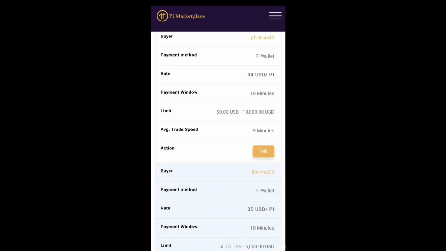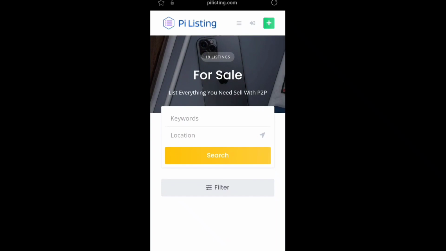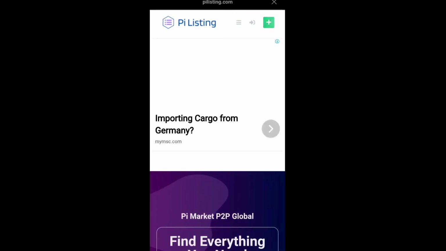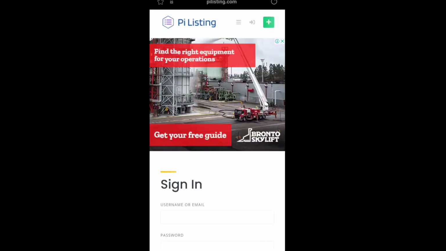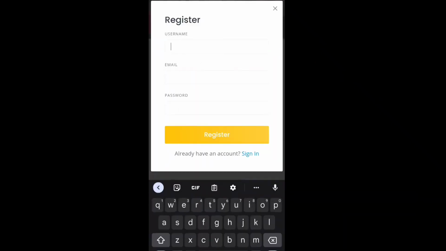Now I will show you this site, and how you can officially sell your Pi coin. This is the site, Pi Market and Pi Listing. When you come there, first of all you can log in to your account. For login, you can see the plus option. Come there and check sign in and register. First click on register.